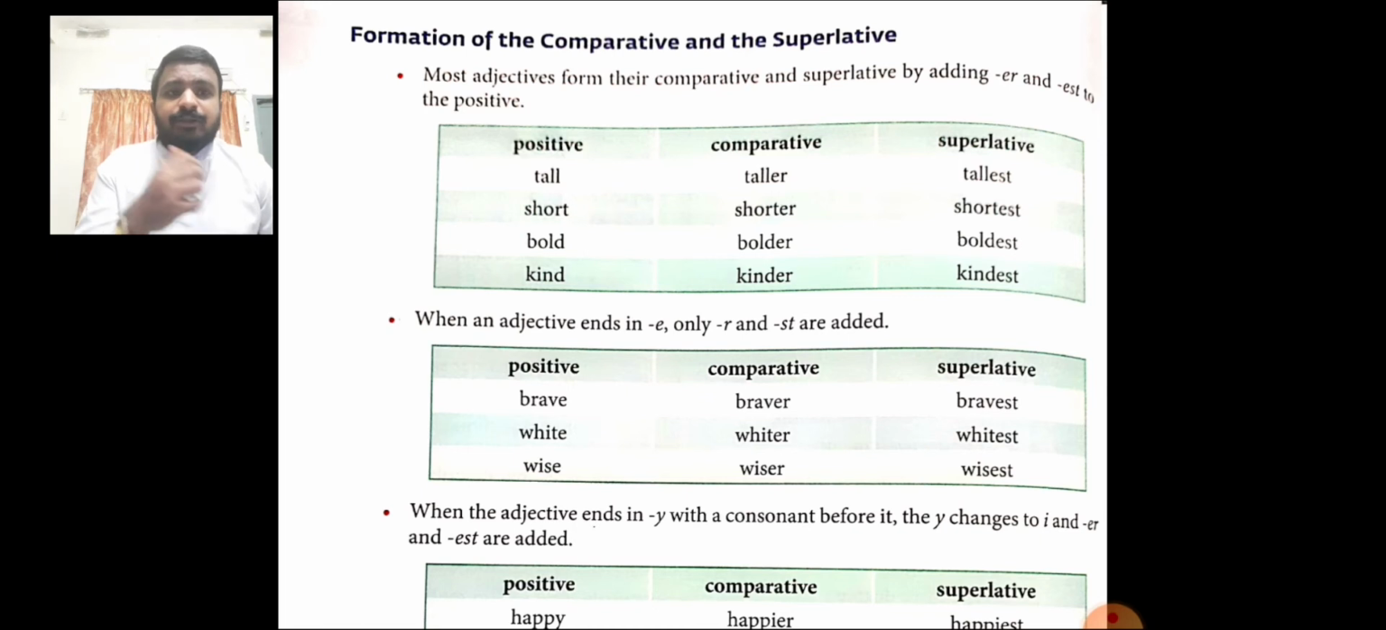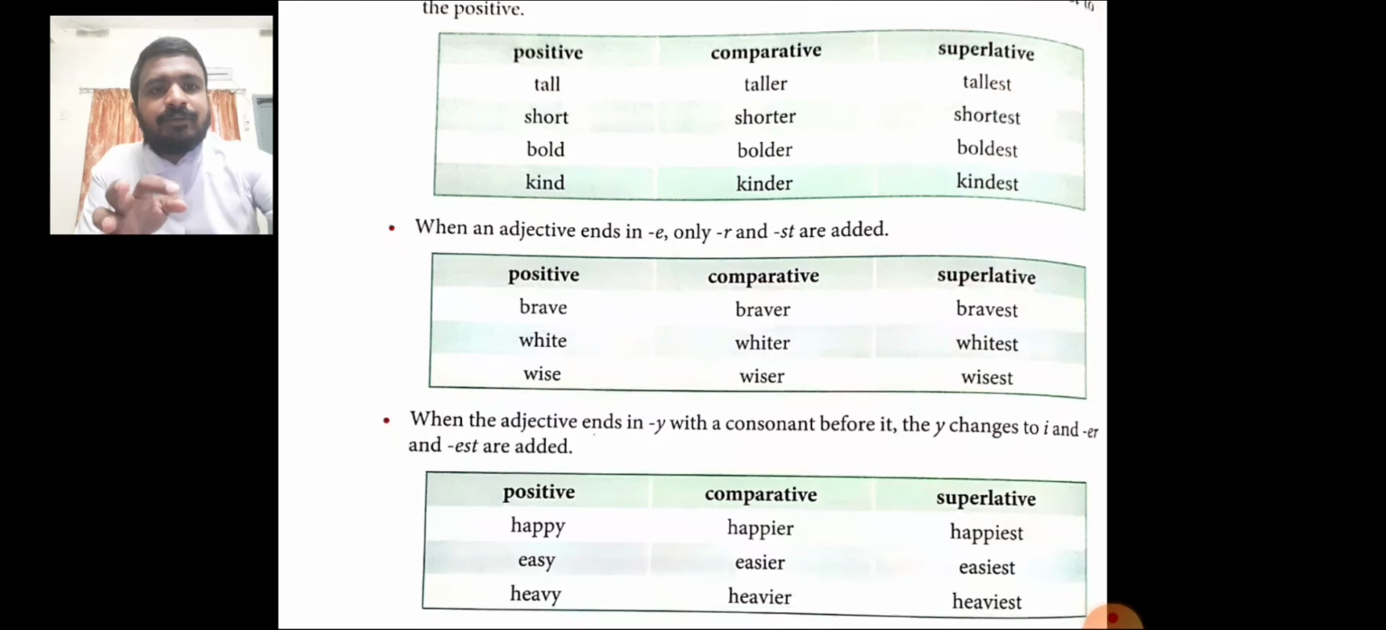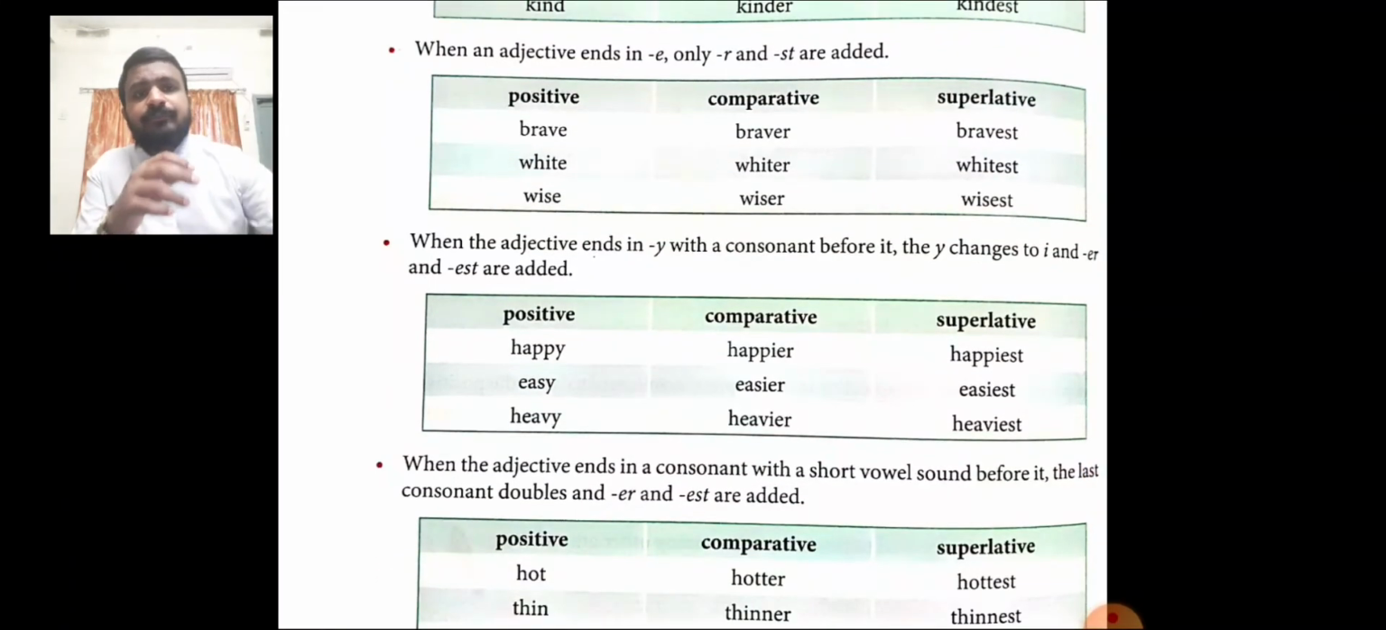Let us see the example. Brave, B-R-A-V-E, that ends with E. So we add R or ST. In the comparative, braver, B-R-A-V-E-R. In the superlative, B-R-A-V-E-S-T. Or the next example, white, whiter, whitest. Or wise, wiser, wisest. Now, we shall see the next one.